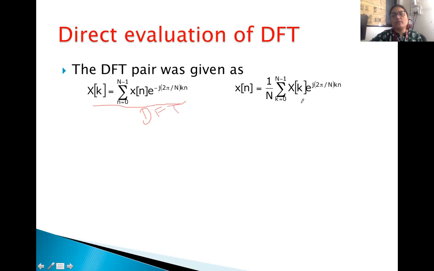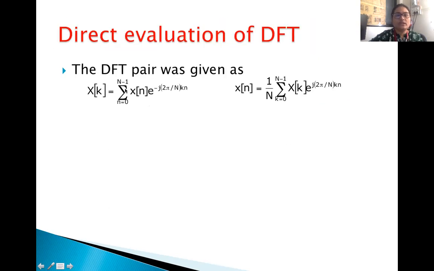Then the IDFT is the inverse discrete Fourier transform. The formula for computation of the IDFT is given here: x of n is equal to 1 by N, summation k varies from 0 to N minus 1, X of k e raised to j 2 pi k n divided by capital N.